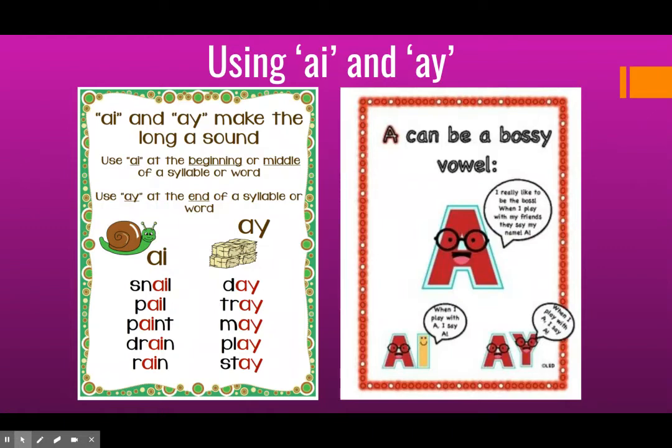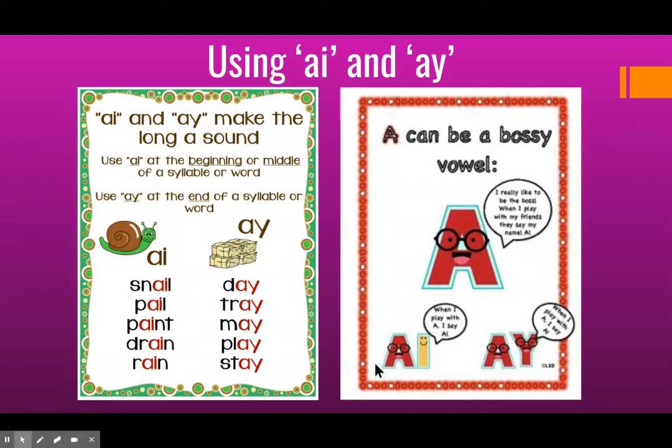This week your spelling words are using the AI and the AY. A can be a bossy vowel. I really like to be the boss. When I play with my friends, they say my name, A. So when I play with A, I say A. So in the AI and the AY, the A does the talking and it's a long vowel.